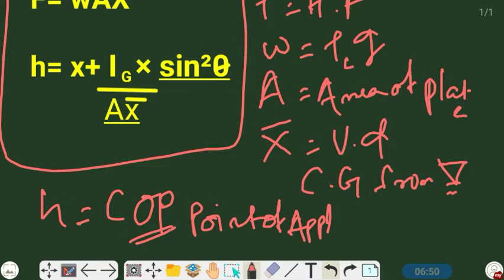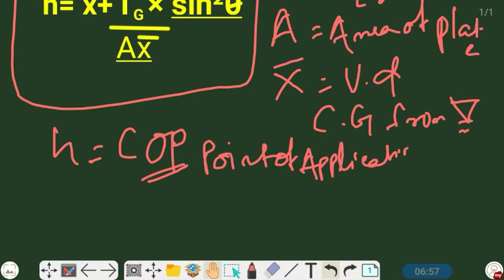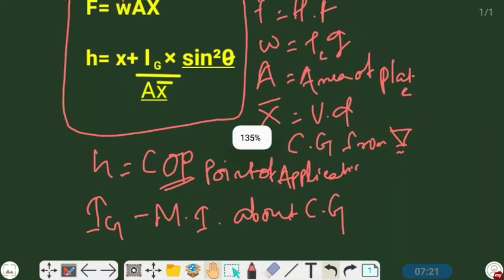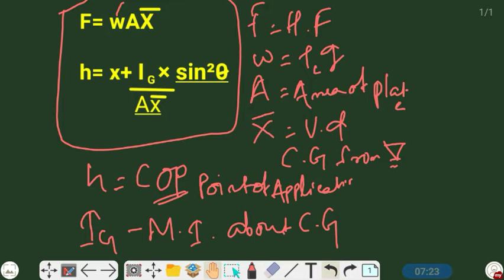And what remained? Ig. Ig is the moment of inertia about the center of gravity, okay, about the axis passing through the center of gravity. Theta, you know, is the angle of inclination. All the things we know. So just remember this formula and its notations in order to solve any question.